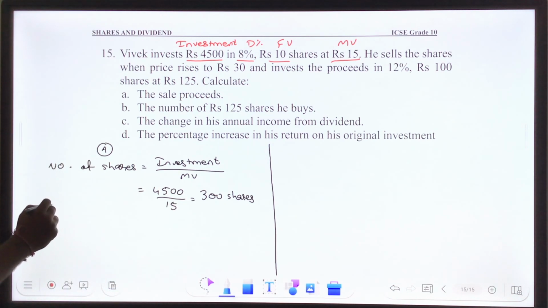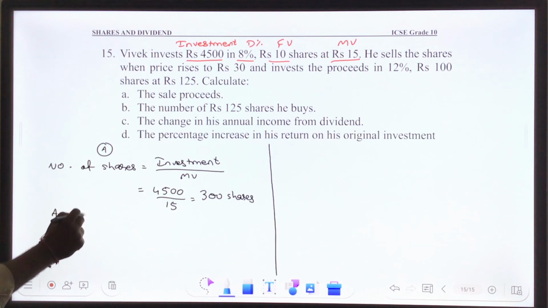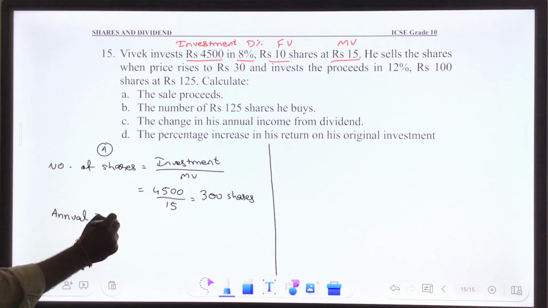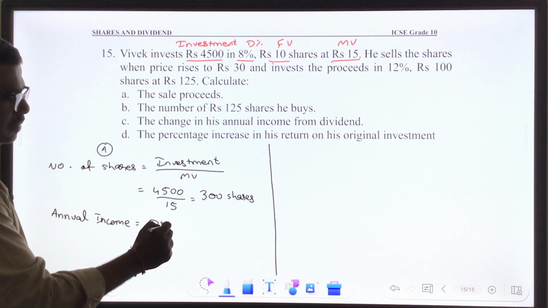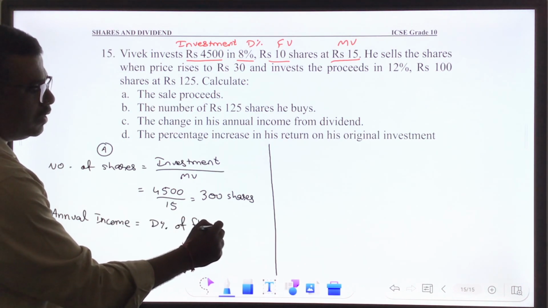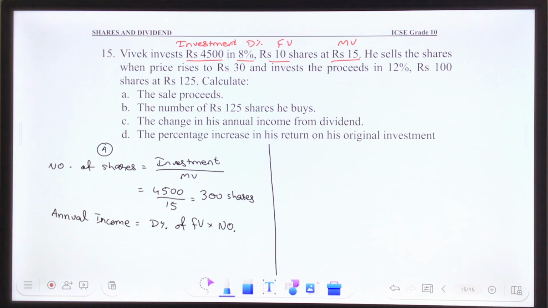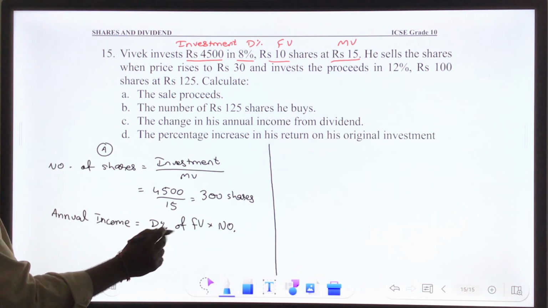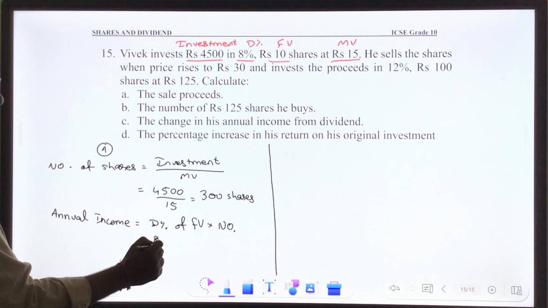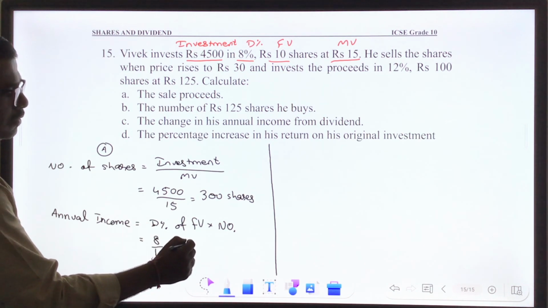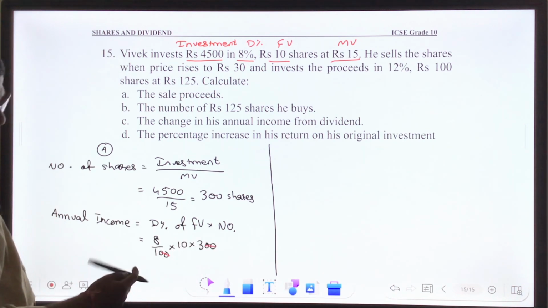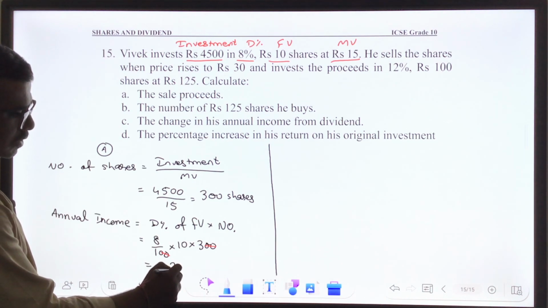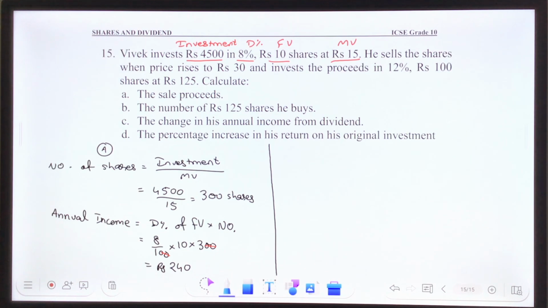And the annual income from company A is the dividend percentage of face value into number of shares. So that gives 8 upon 100 into face value 10 into number of shares 300. So on reducing this, we get rupees 240. So annual income from company A is rupees 240.